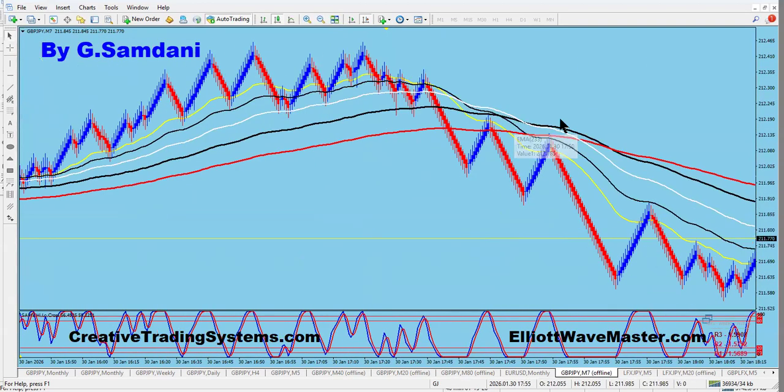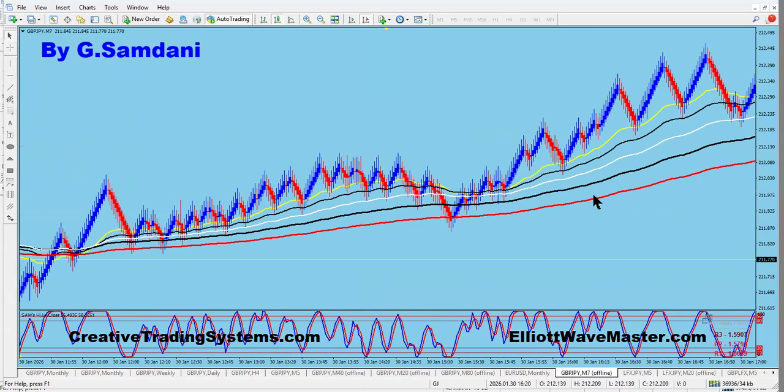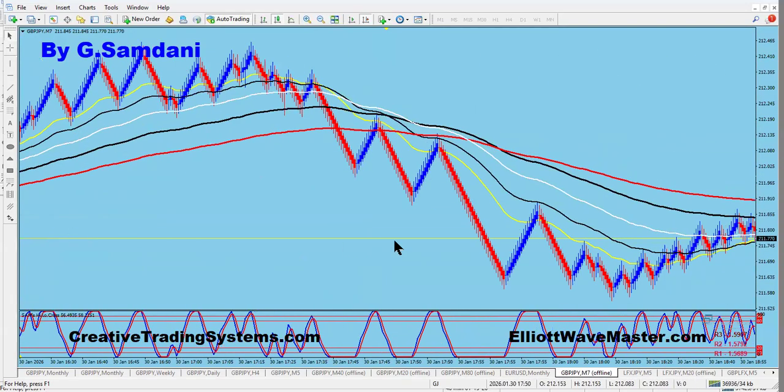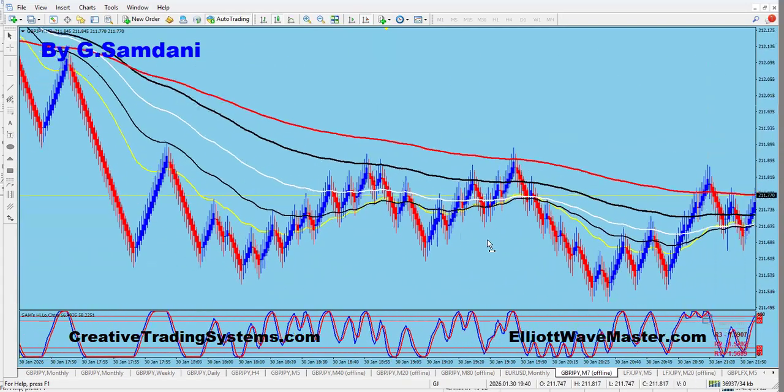So when you have this one and this one on the top, this is short. Yes, that's a good entry. This is a good entry. This is a good entry. So you look for these entries, right? What is the third condition?